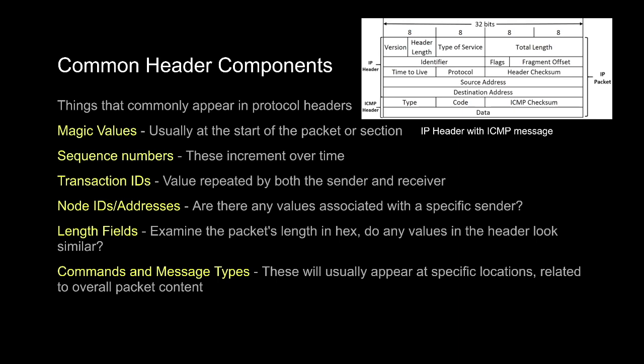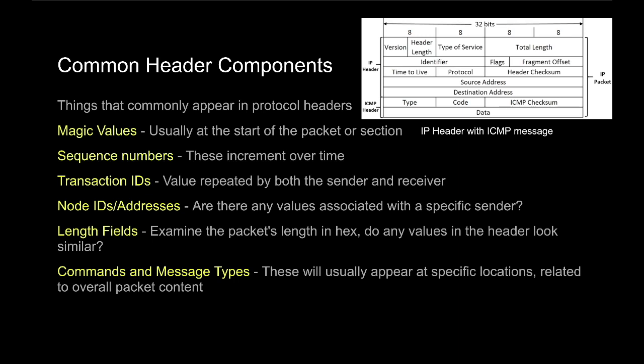And then there's also command and message types, which will usually be at a very specific location and related to the overall packet content. If you see certain things that are changing slightly or changing early on in the packet, if you see certain numbers that appear to be correlated with the length or the data that's inside of the packet, that might be a command or a message type field, which can differentiate how it's supposed to be processed.